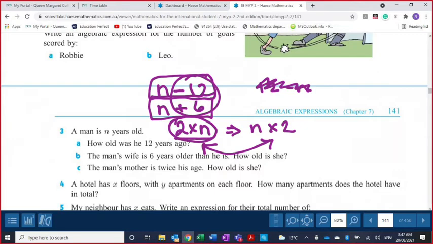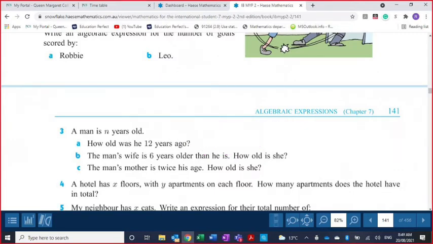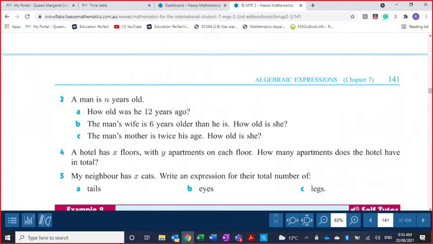How's it looking? Pretty easy? Not a bad way to start online learning. All right. Let's do the next one.